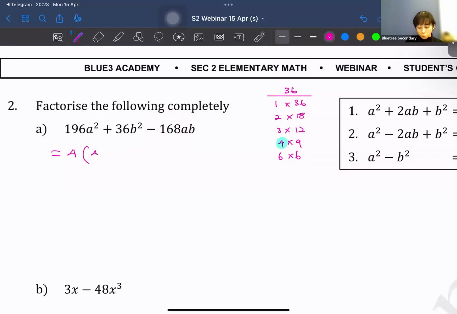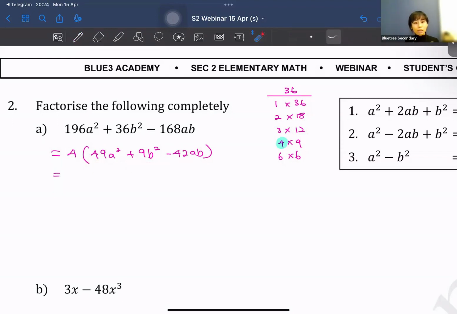What you'll be left with is going to be 49a squared plus 9b squared minus 42ab. From here, right, when there are three terms, some students will go straight into cross factorization. You can go ahead and do that.